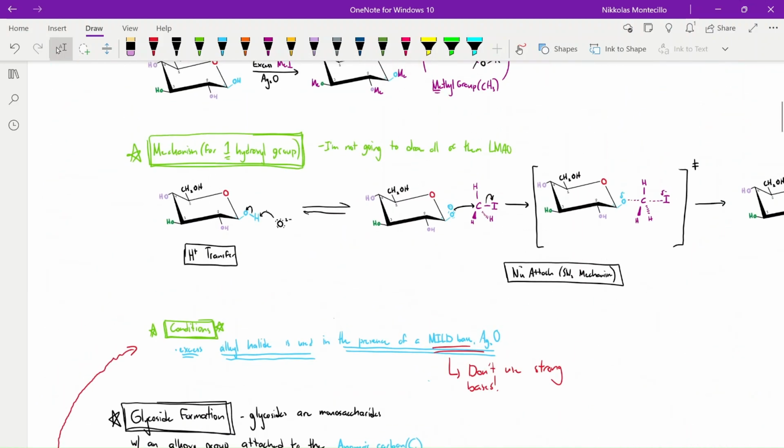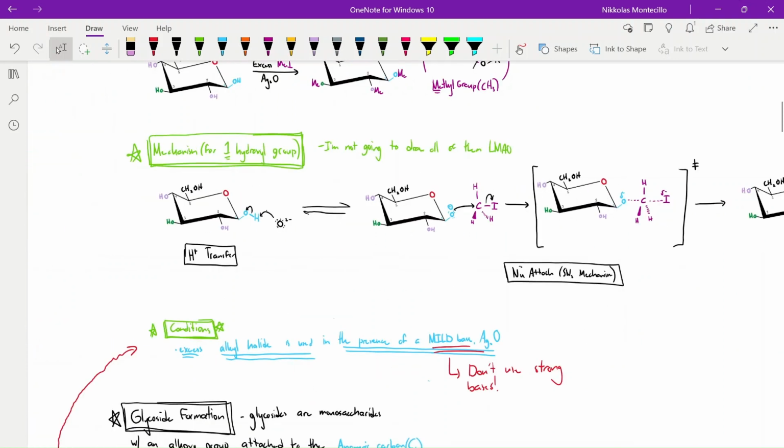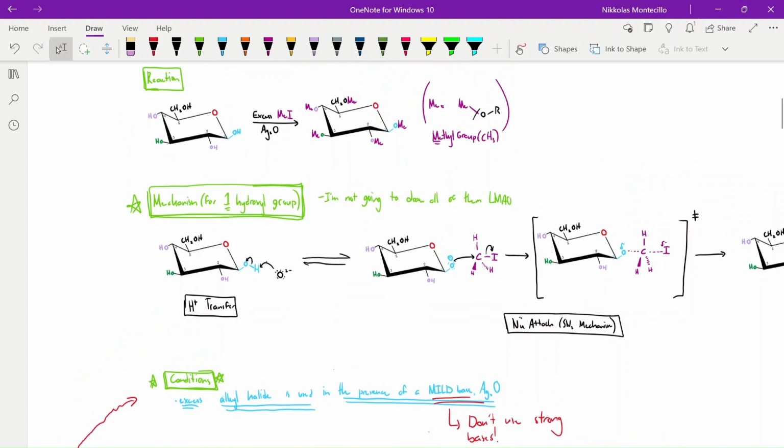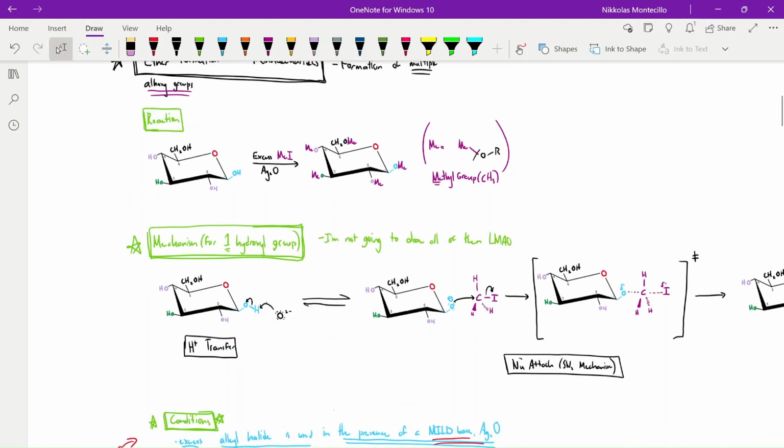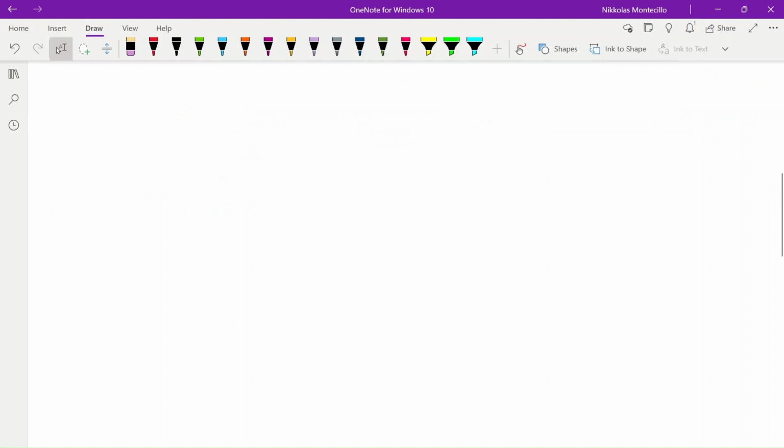Right here. This is the reason why we use a mild base such as Ag2O if we want to form a polyalkoxylated monosaccharide. Okay.